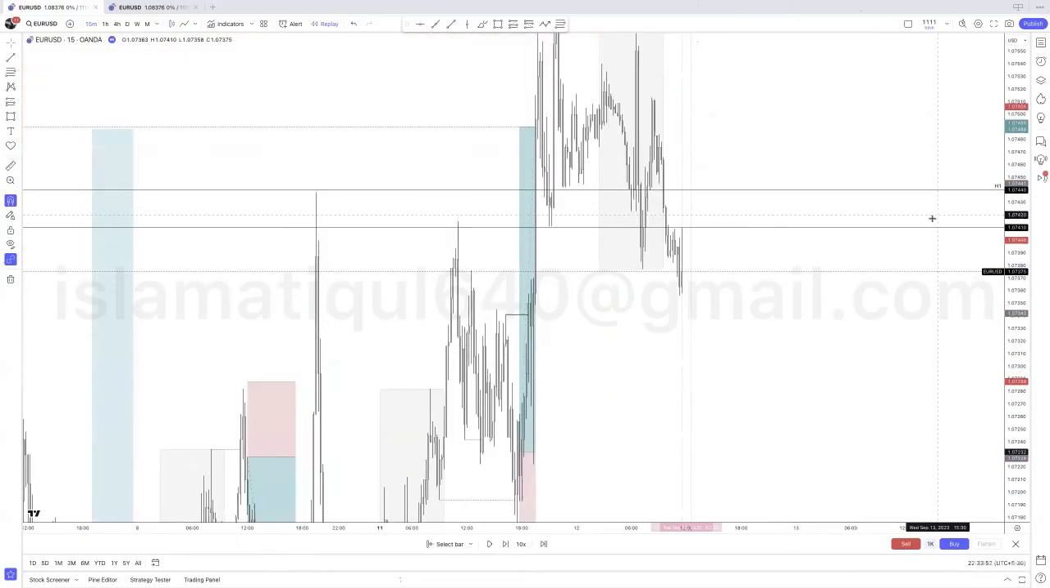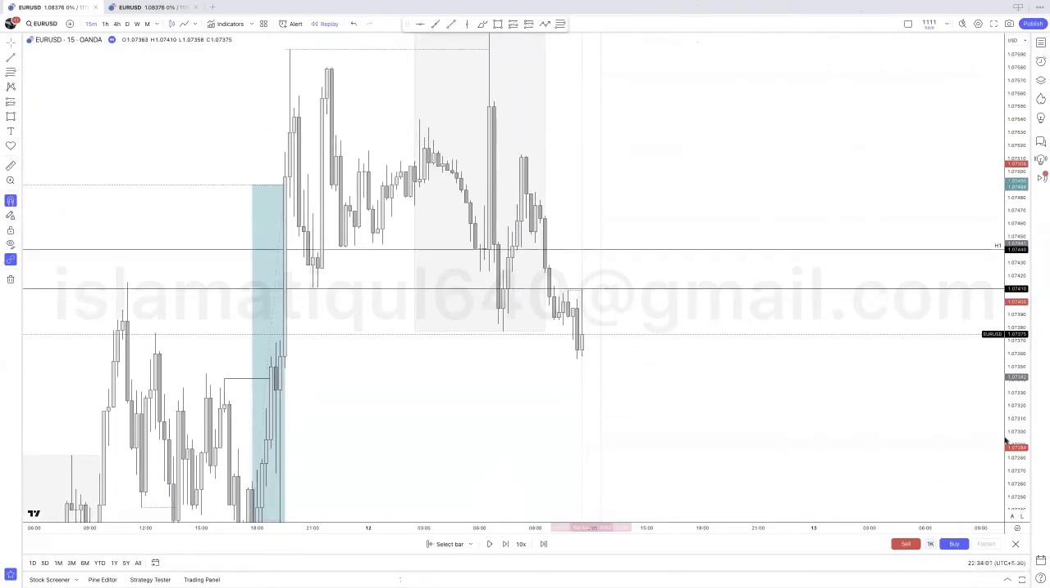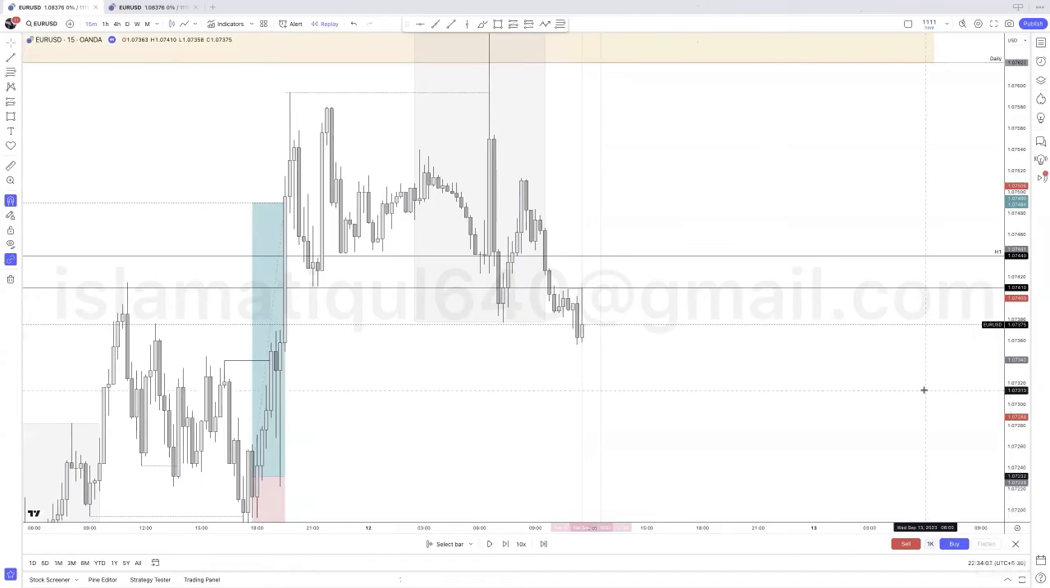Yeah, can see a rejection, and we can even see a little sweep of the high. That's what I told you. Asia, like London, will do some type of manipulation. It doesn't always have to be the Asian high or the low. It could even be a short-term high like this.